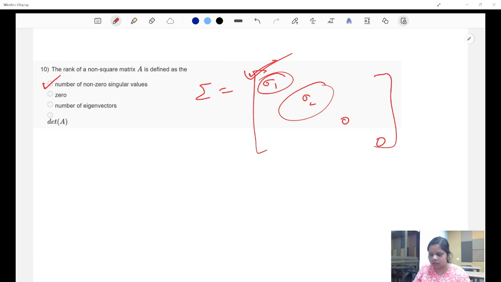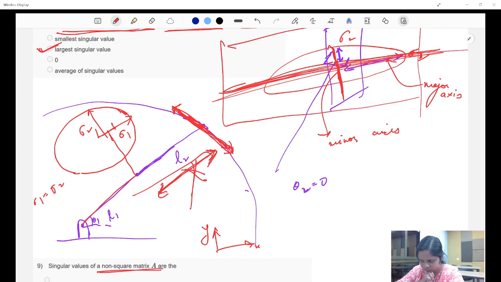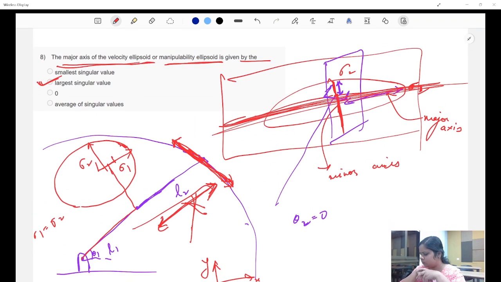Excuse me, ma'am. In the previous question about the ellipsoid, if the Jacobian matrix is given, how can we find the major axis? Since it is a non-square matrix, is the major axis given by the square root of determinant of J J transpose? I did not get your question. The velocity ellipsoid is given, and we want to find the major axis, provided the Jacobian matrix is given.